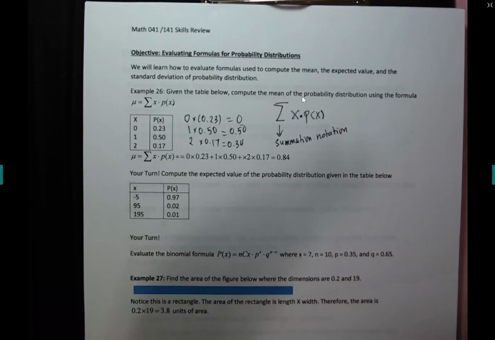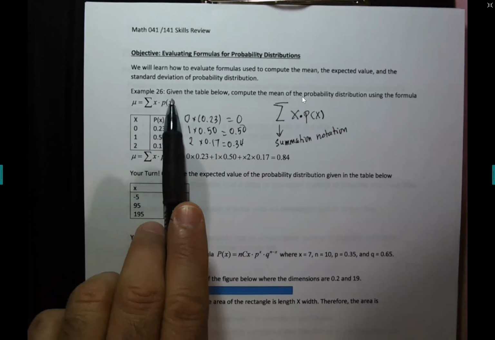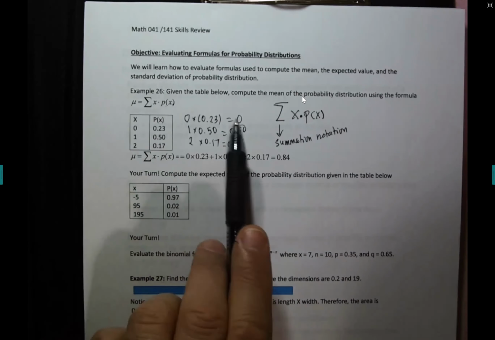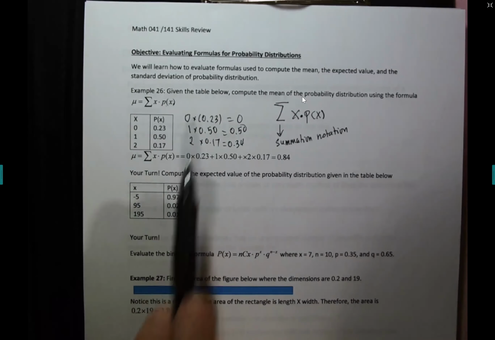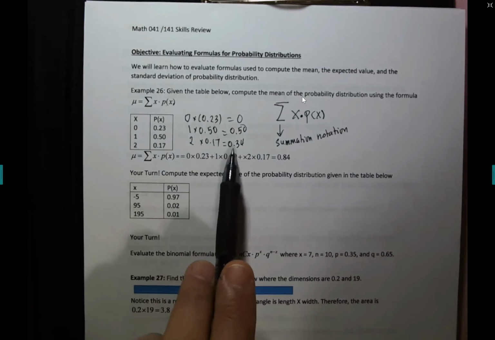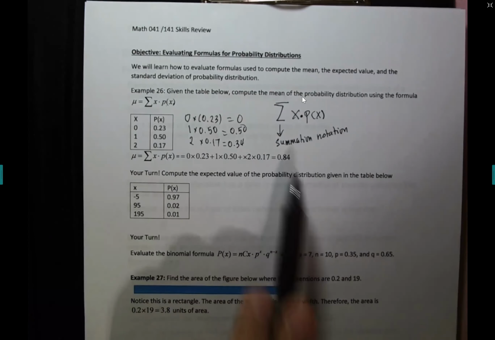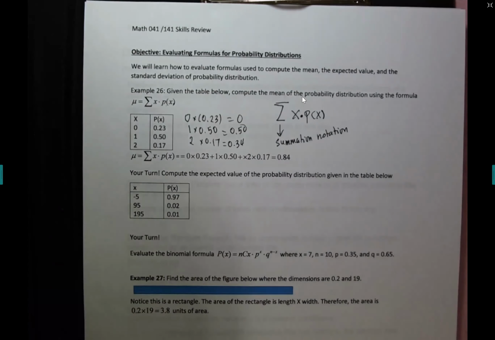Now you want the final answer. It says sum of x times P of x. So what it's telling you, guys, after you did all of this work, is to add them up. 0 plus 0.5 plus 0.34, which is 0.84. So this is what summation notation means.